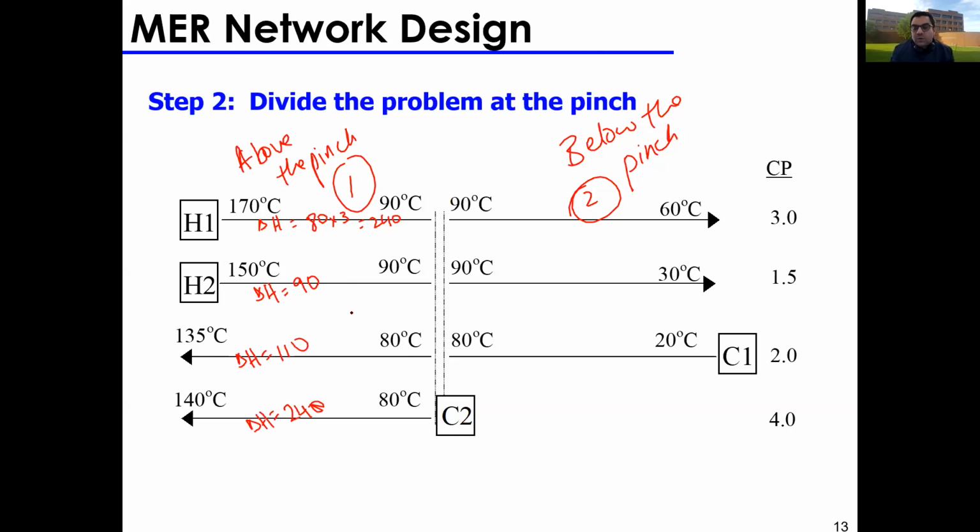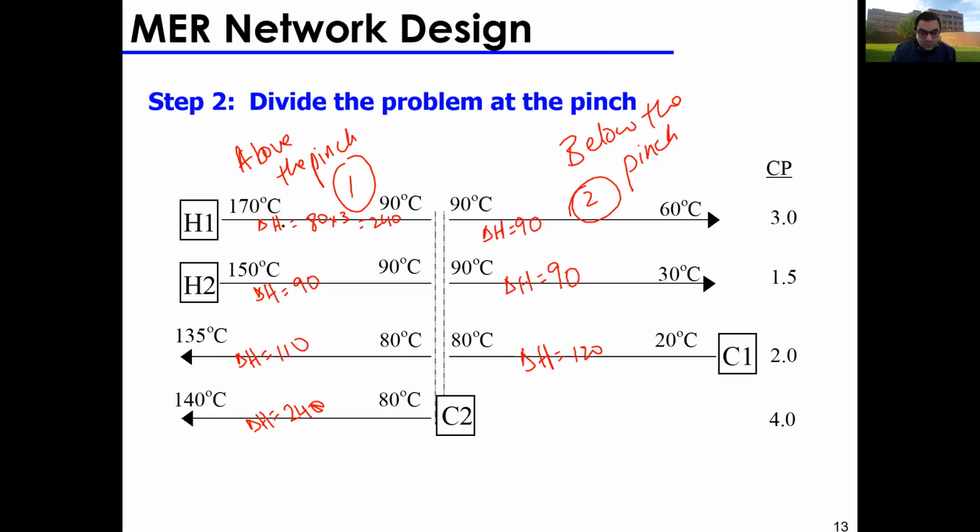above the pinch. Whereas below the pinch, the delta H for this stream below the pinch, 90 minus 60, 30 by 3, it's 90. For this guy, 90 minus 30, 60 by 1.5, that's 90 as well. And for this guy, delta H is 80 minus 20, 60 by 2 is 120, right? So below the pinch, I have two hot streams, each needs to lose 90. Then I have a cool stream, which has to gain 120, right?